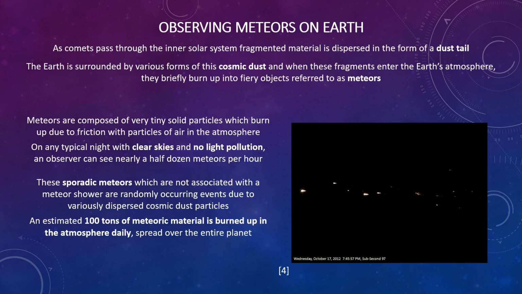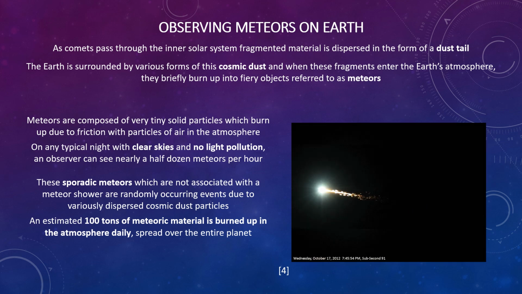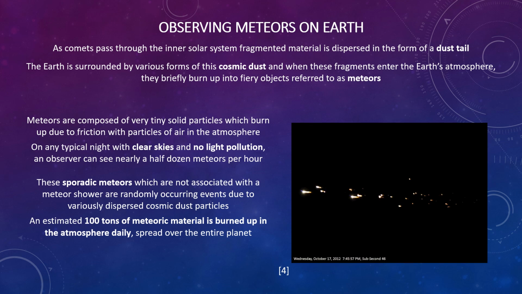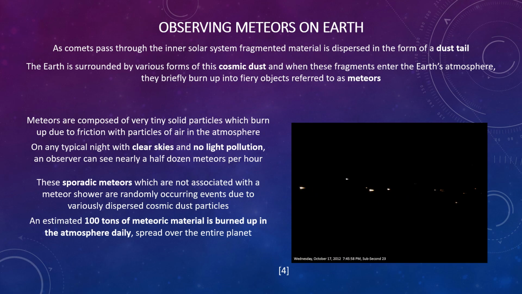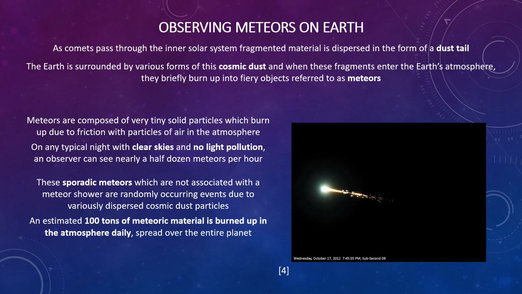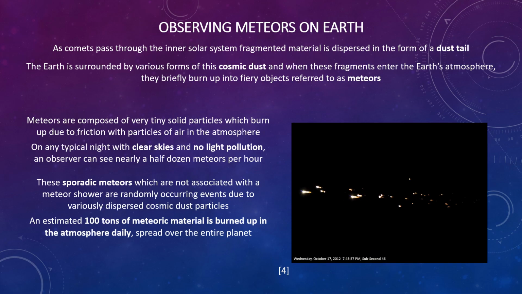On a clear night with no light pollution, you can see about 6 meteors per hour, if you're really lucky and really paying attention, but that's about on average, if you had a full sky camera that could pick up and detect them perfectly. These sporadic meteors aren't associated with any meteor showers. They're just randomly occurring events as the Earth moves through dispersed random cosmic dust particles in the solar system.